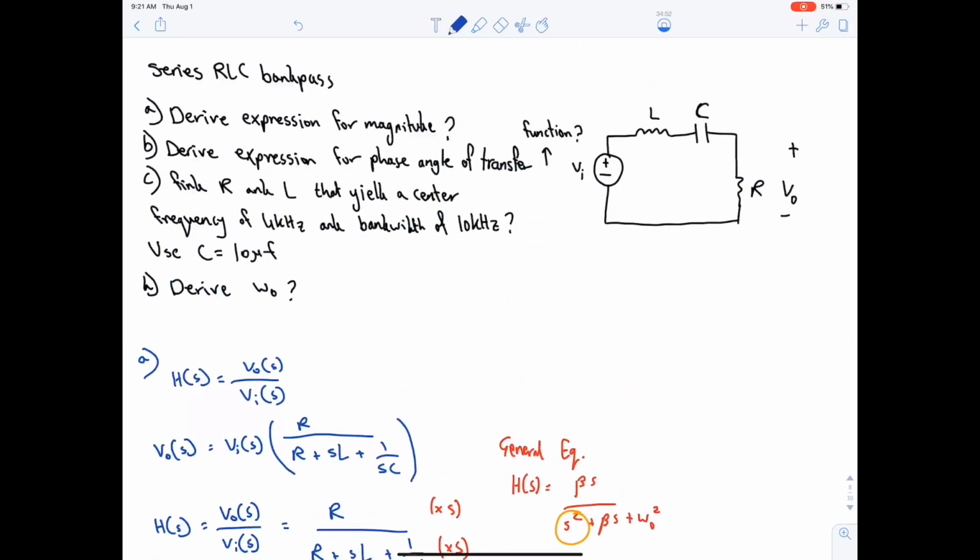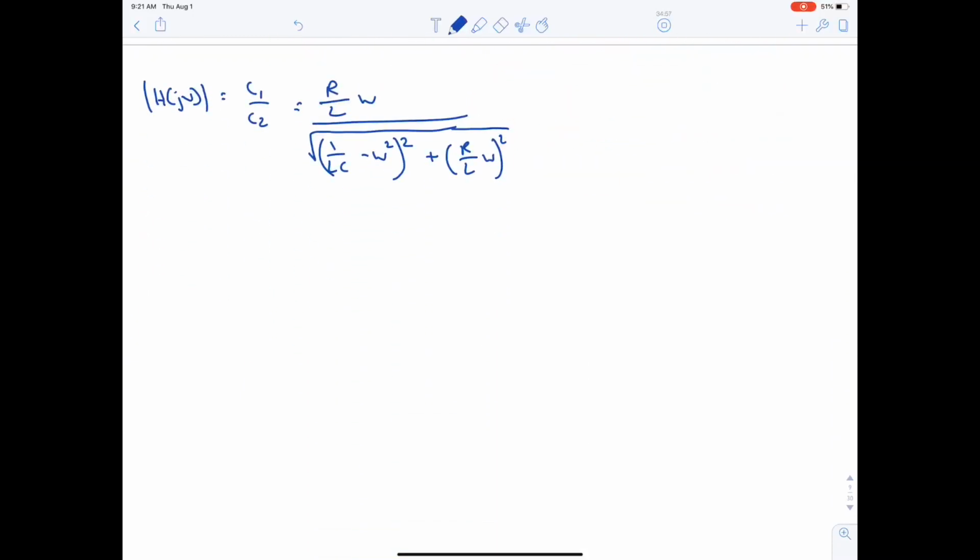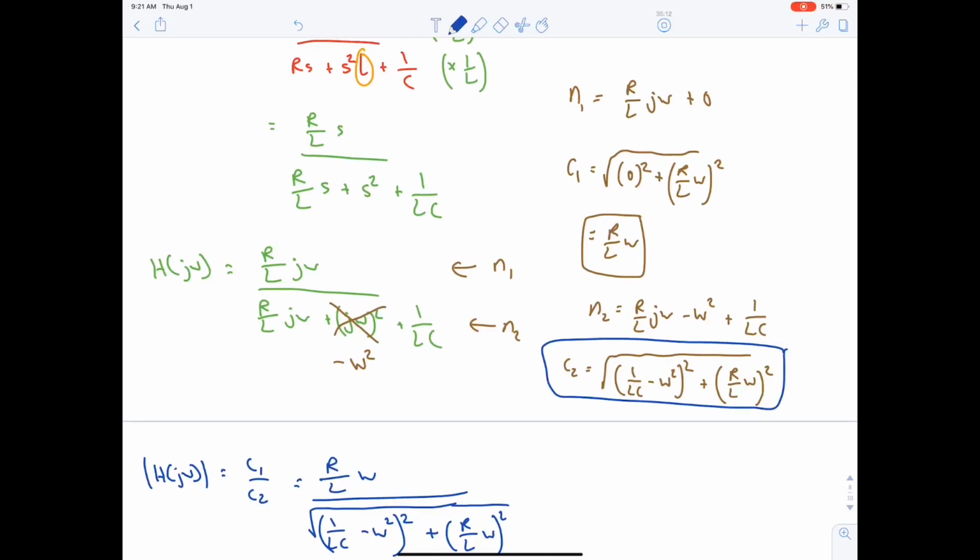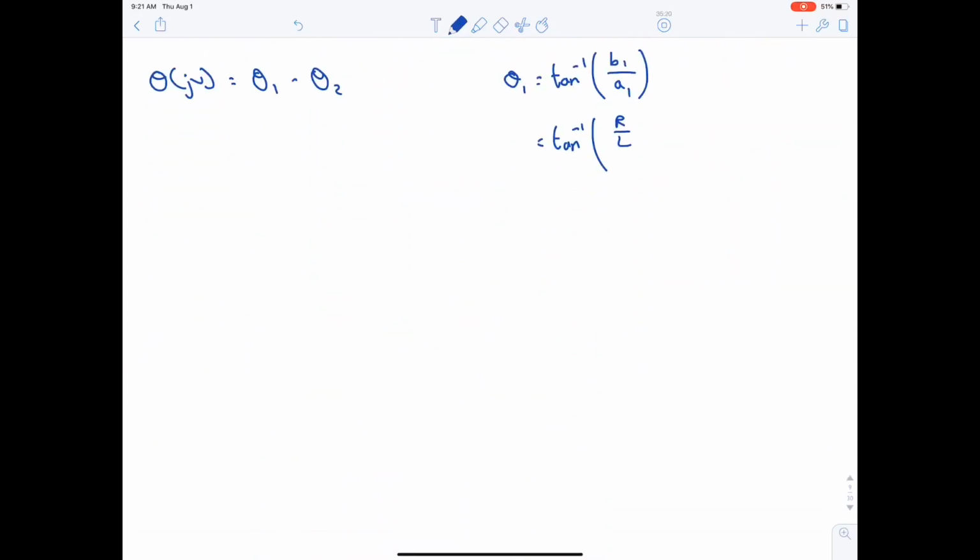Part B says we need to find the phase angle of the transfer function. Phase angle theta jw is theta 1 minus theta 2. Theta 1 is tan inverse of B1 over A1. What's B1? This was B1 and this is A1. So B1 is R over L w and A1 is 0. Hence it's tan inverse of infinity, which is 90 degrees.